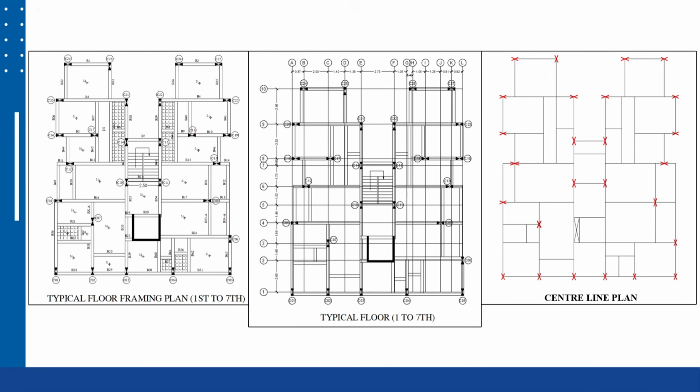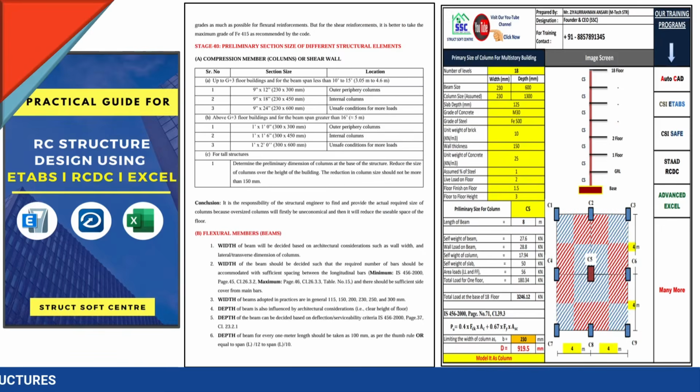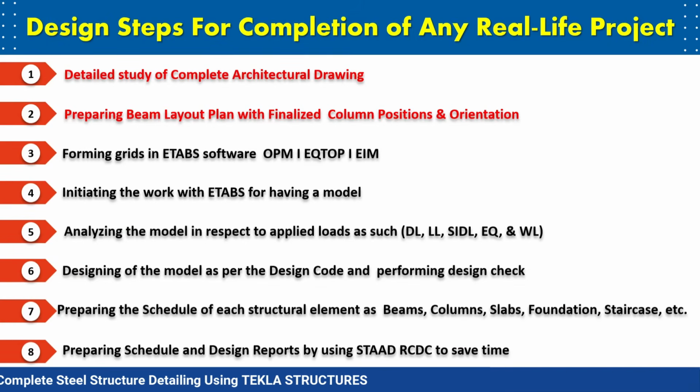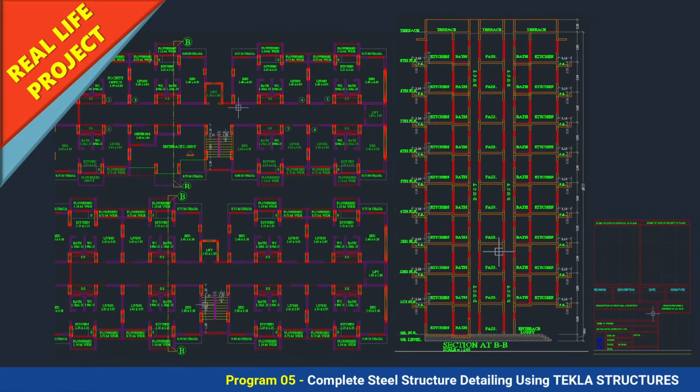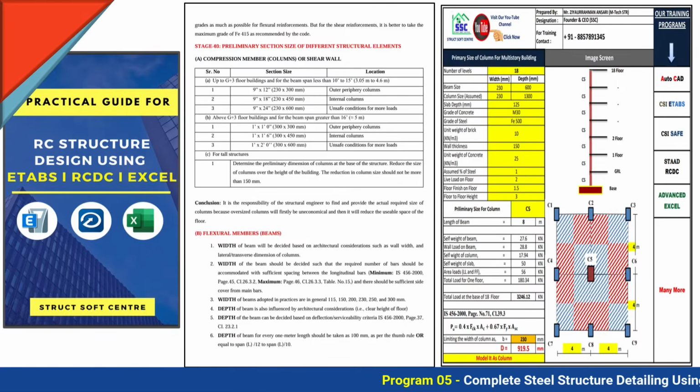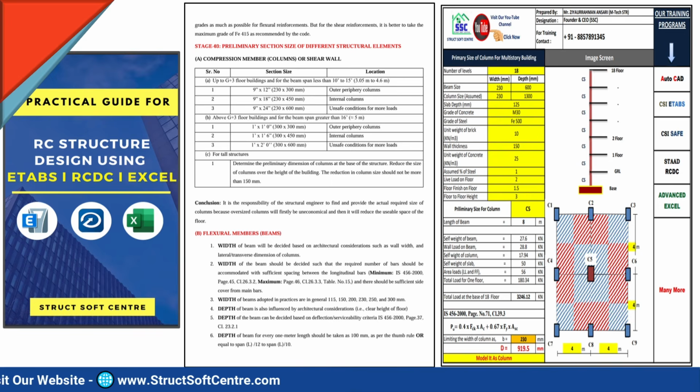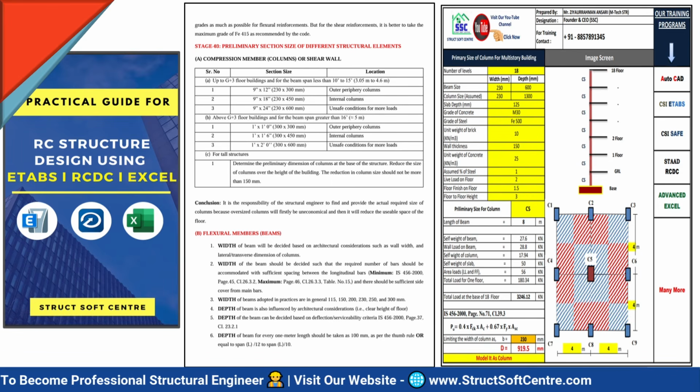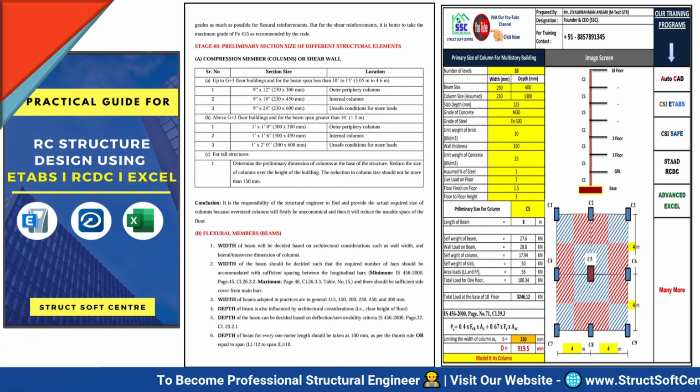So while preparing this structural framing plan, you have to make many decisions. Very first, you need to find out what type of building you are going to deal with, after looking at the architectural drawing. Second, you need to take some preliminary decisions. What material property you have to choose, what preliminary section sizes of the column, beam, shear wall, slab you have to choose.